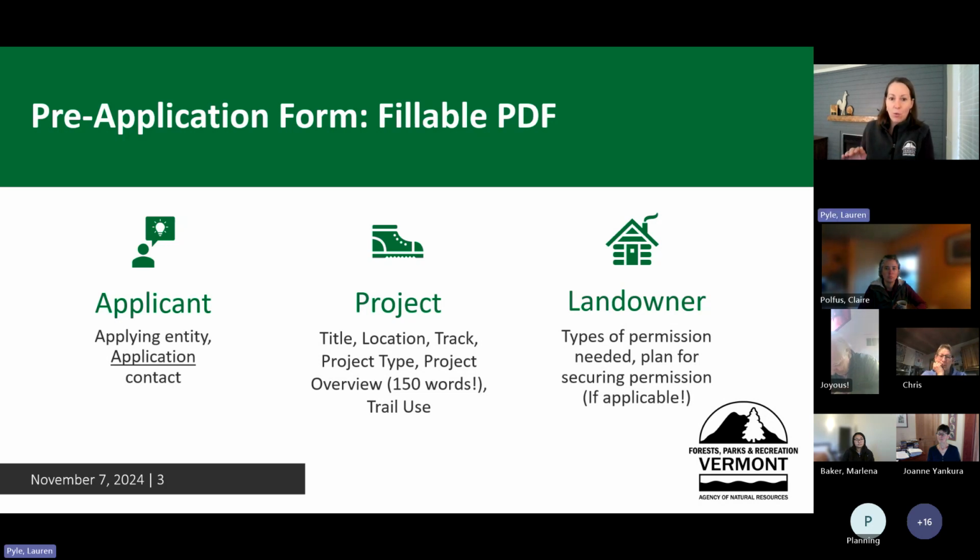The third category of things that we'll be asking for in the pre-application form are about the land ownership. So we want to know who owns the land, what types of landowner permissions are needed, and if you don't already have those landowner permissions, what's your plan for securing those?